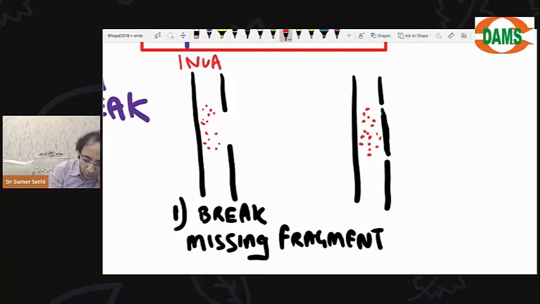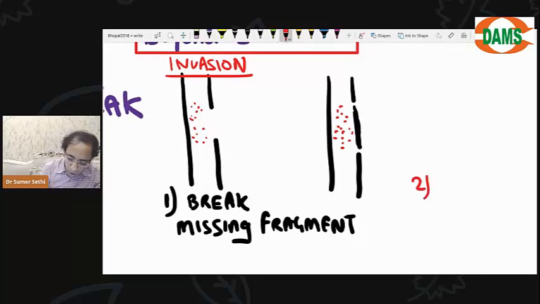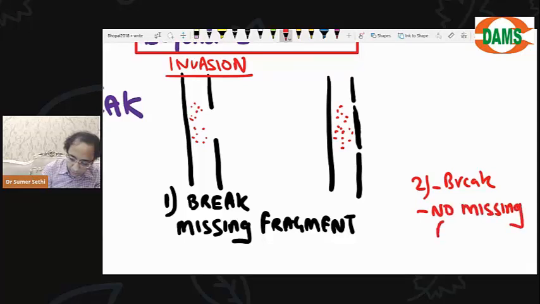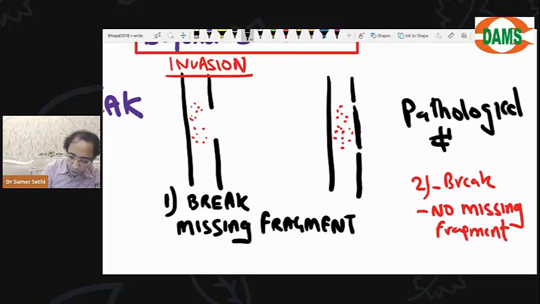That means we are looking at an invasion. It is an invasive process, a malignant process. In the second image, although there is a break, in the diseased part of the bone there is a break, but there is no missing fragment. This is where I will use a term pathological fracture. I will not call it invasion. I will say pathological fracture. Everybody understands? Are you able to follow my point or not?